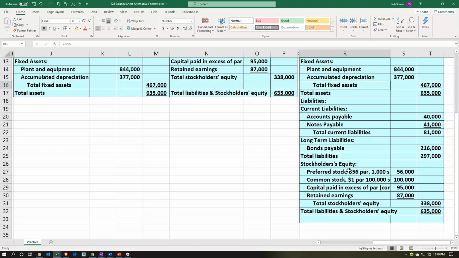Just practice entering this into Excel over and over. You can practice copying and pasting these items just to practice the Excel as you move the numbers around into different formats and move the formatting of the worksheet around.